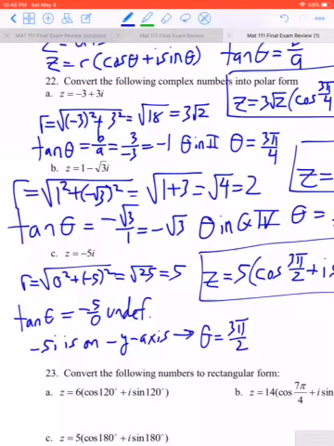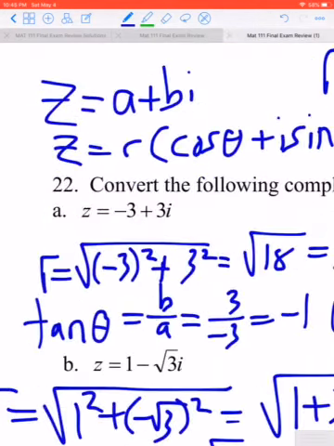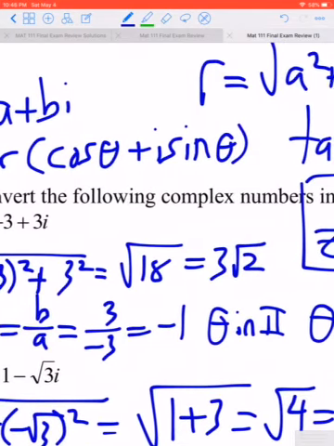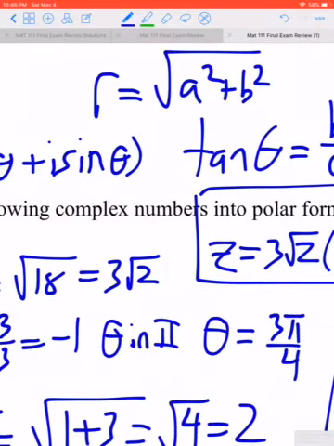In question number 22, they want us to convert the following complex numbers, which are given in rectangular form, to polar form. In order to do this, recall that a complex number in rectangular form is of the form a plus bi. We want to write it in polar form, which is of the form r times cosine of theta plus i sine theta, where r is the square root of a squared plus b squared.